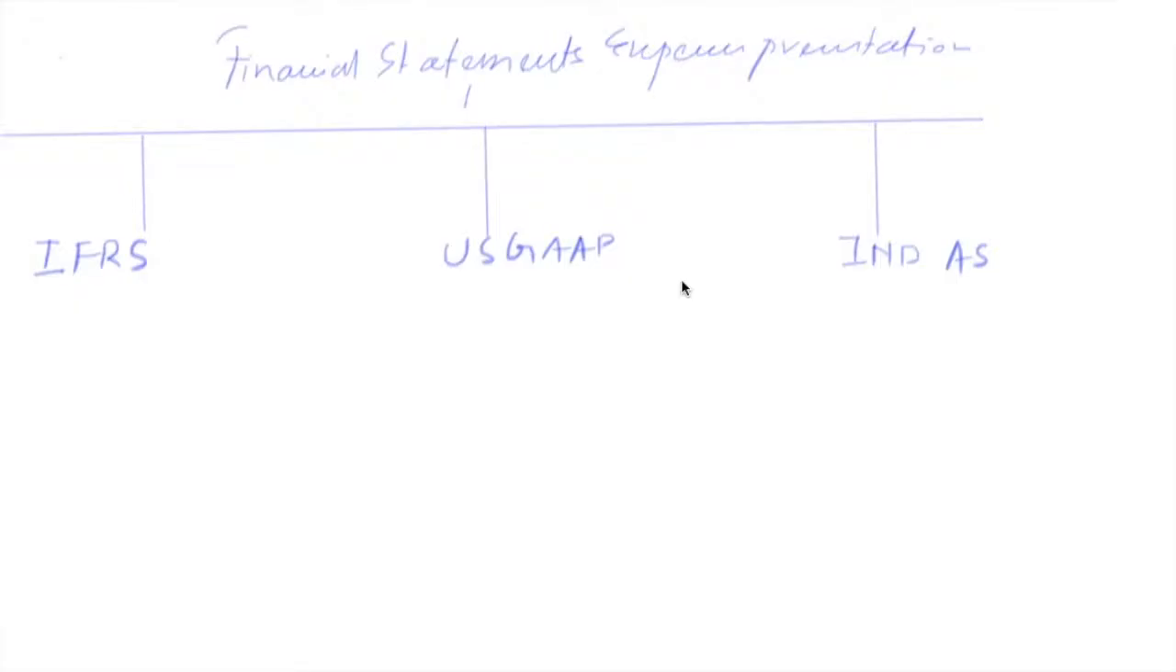We may come across financial statements which are prepared under different GAAPs. GAAPs stand for Generally Accepted Accounting Principles, and the presentation of the financial statement depends on the GAAP that is followed by the entity. Suppose an entity prepares financial statements based on US GAAP. The presentation of certain items, especially expenditures, may be different as compared to the entity which is preparing financial statements based on the IFRS.